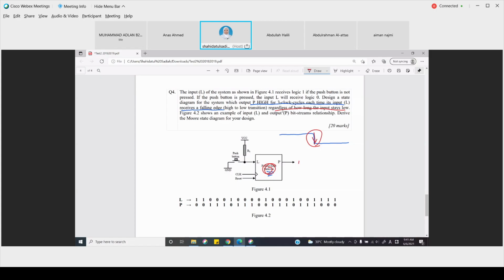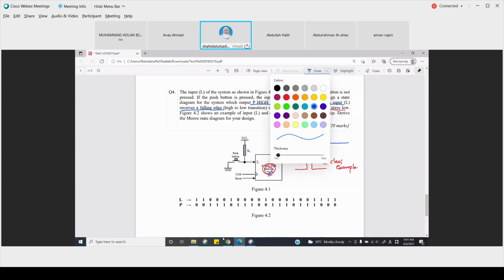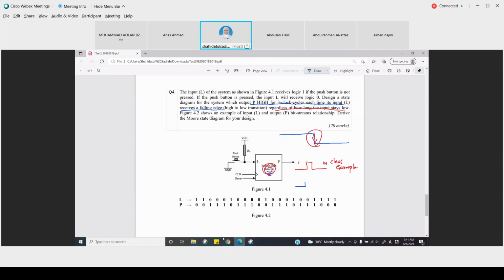The example that we did in class is it will be 1 for 1 clock cycle, right? So this is the in-class example. But this one will be 3 clock cycles. First clock cycle, second clock cycle, and third clock cycle. It will be 1 for 3 clock cycles, regardless of how long the button is pressed.